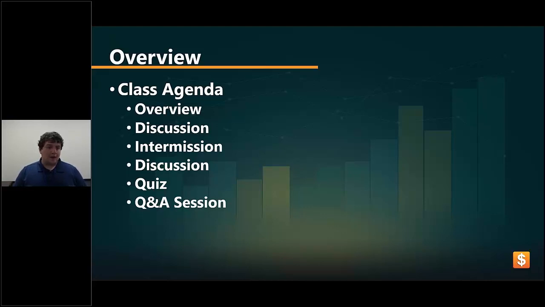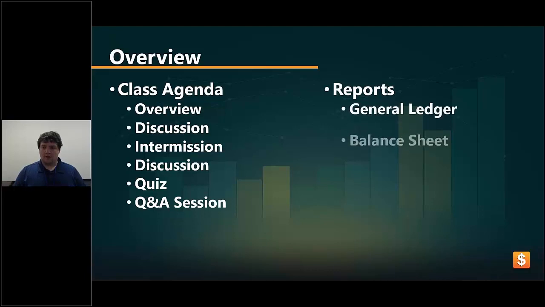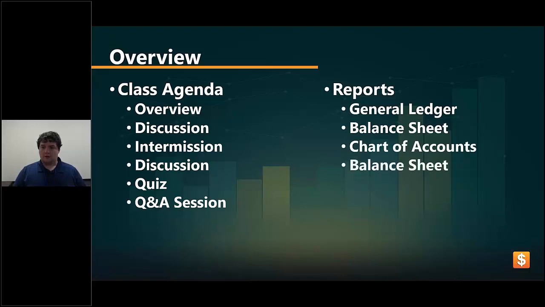So what are we actually going to be talking about? We're going to be focusing today on reports. A couple of different reports we're going to be looking at: the general ledger report, the balance sheet, the chart of accounts, and I have the balance sheet listed twice, so the second one should say statement of income and expense. I apologize for that. So: general ledger, statement of income and expense, chart of accounts, and then balance sheet.